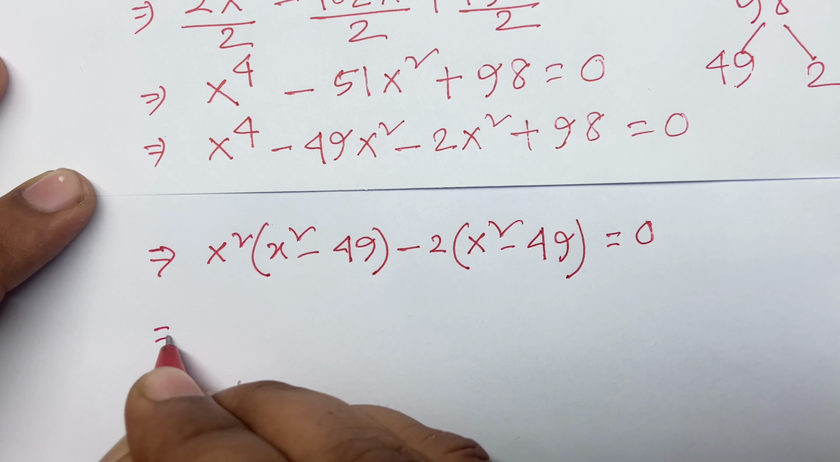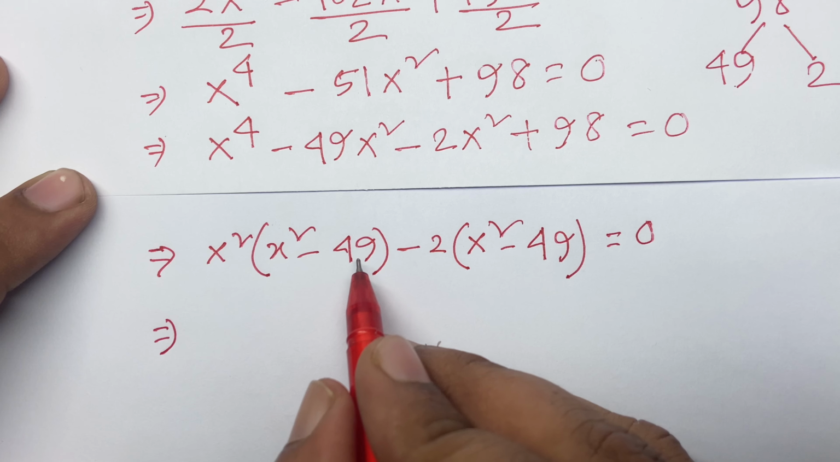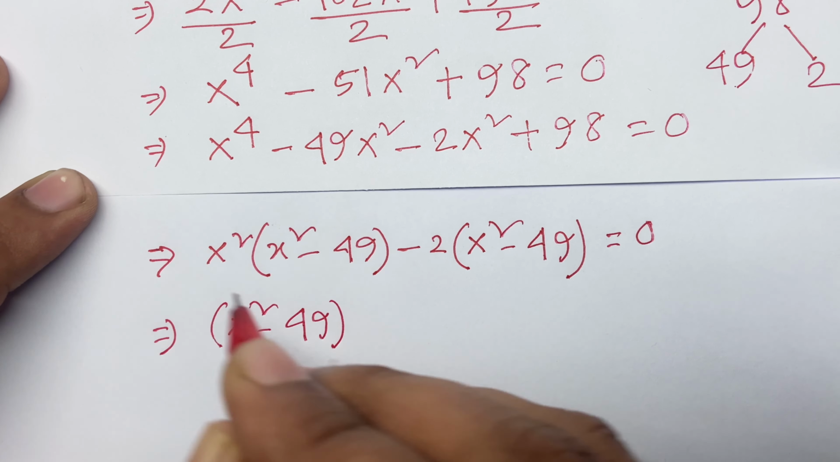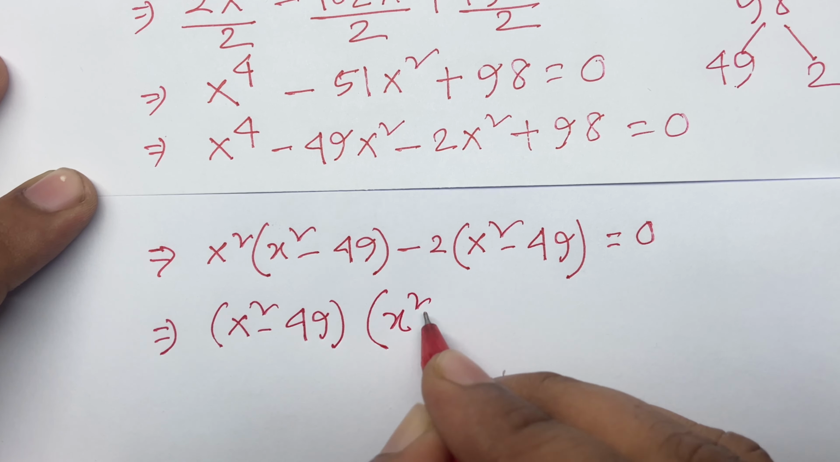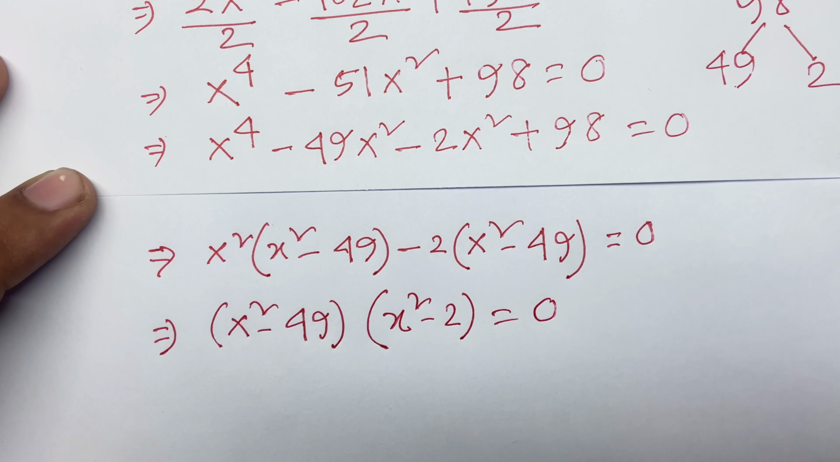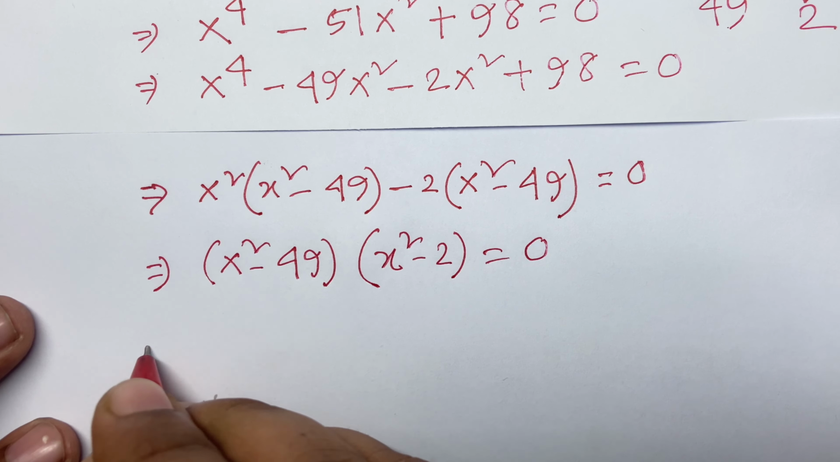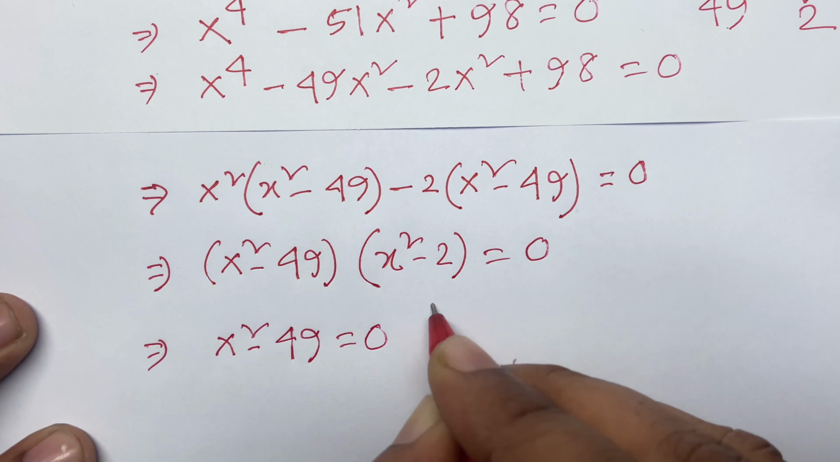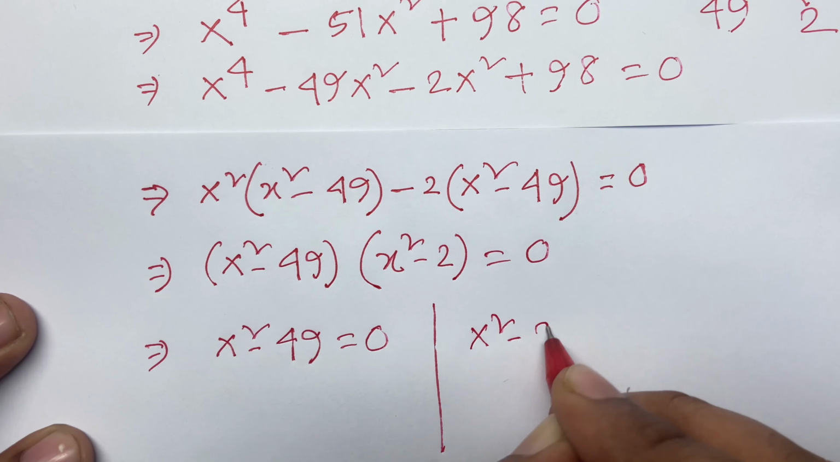Now here x square minus 49 is common, so (x square minus 49)(x square minus 2) equal to 0. Now I can say x square minus 49 equal to 0 or x square minus 2 equal to 0.